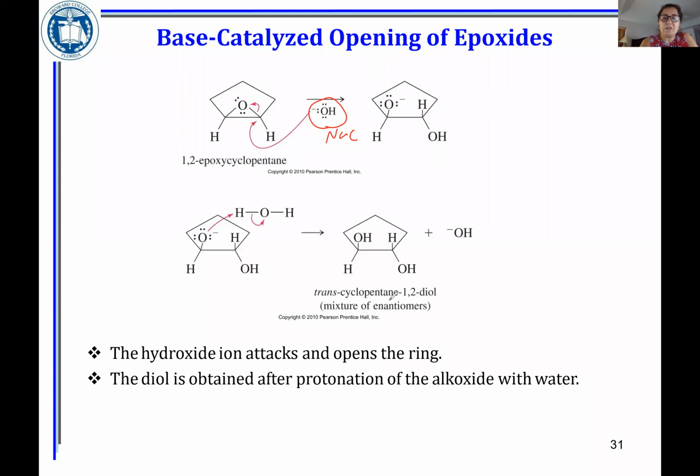The addition is an anti-addition. It means that the OHs are not added from the same side, because the nucleophile always comes from the opposite side of the leaving group. Since the bond is already established, it is going to go to the opposite side, and then the addition is going to be anti-addition, and the molecule is a trans diol. Any questions?